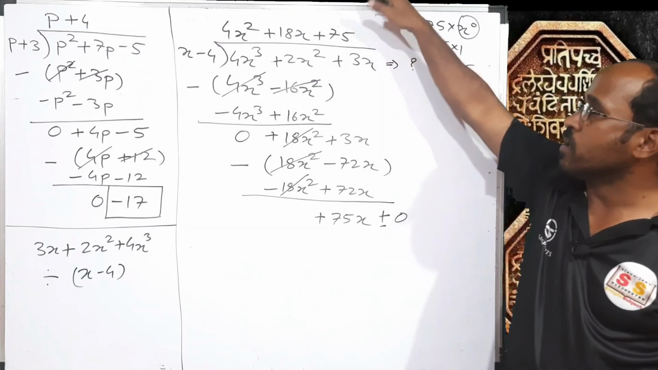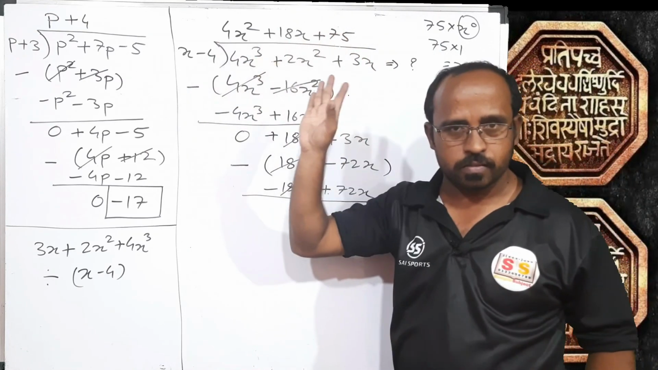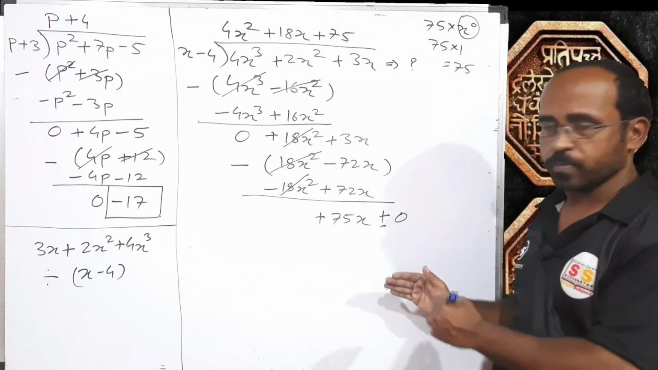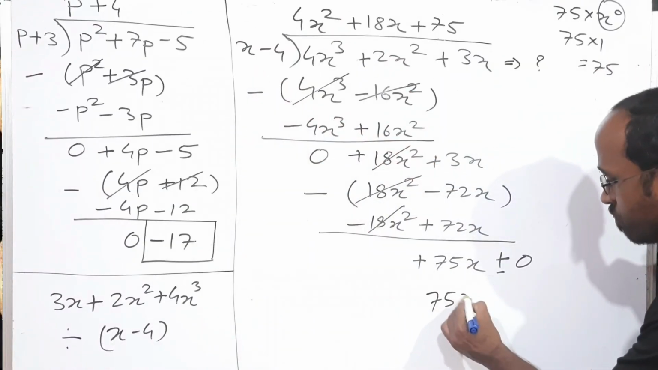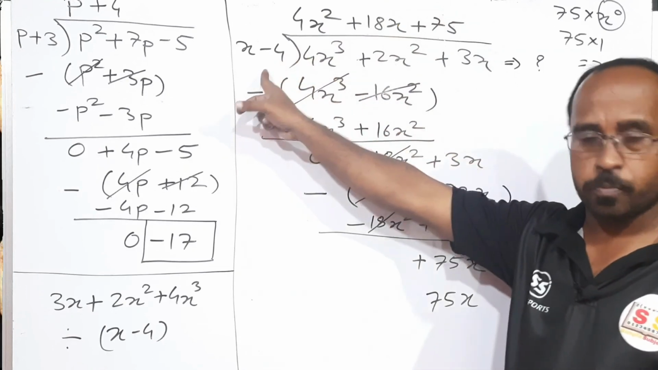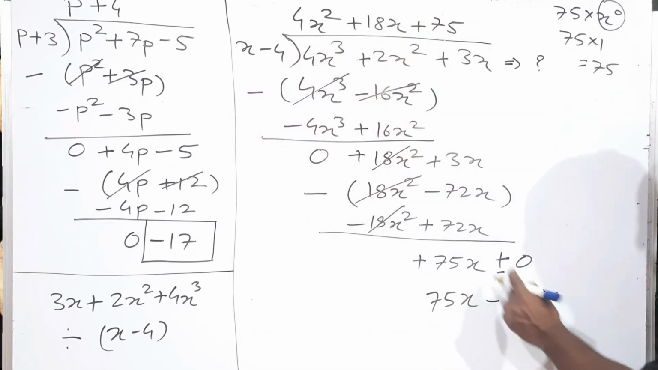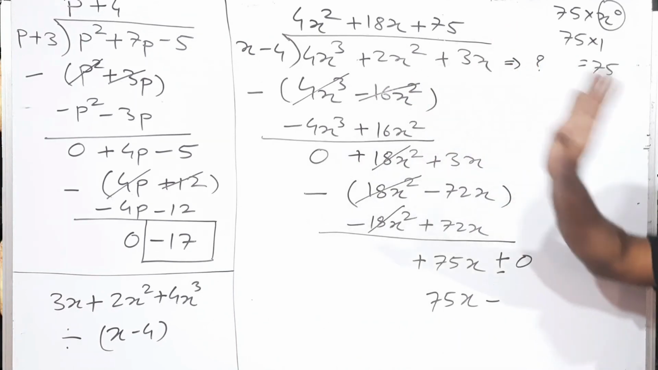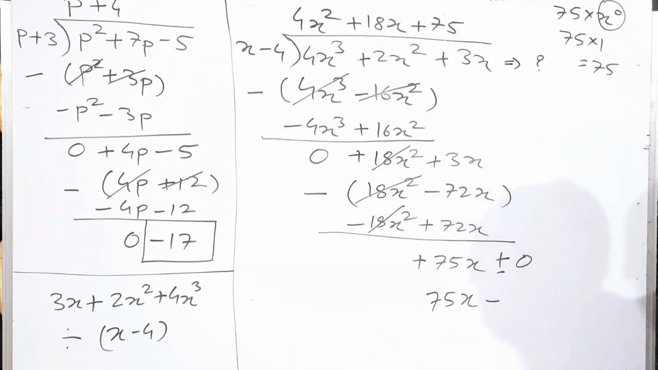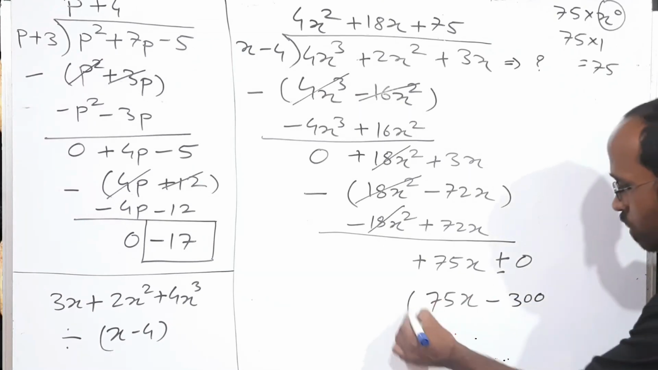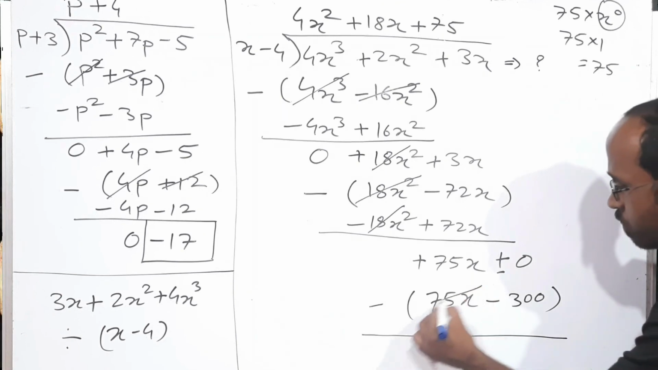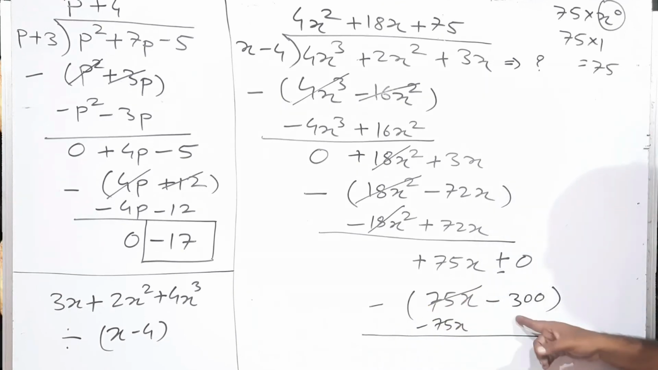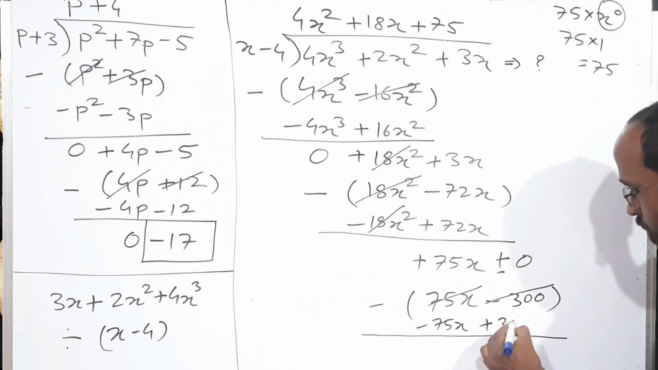Now subtract the multiplication of this quotient and divisor. So before subtraction, let's multiply. 75 multiplied by x, 75x. 75 multiplied by minus 4, minus is the symbol of the multiplication. 75 multiplied by 4, answer is 300. Okay, and this multiplication we have to subtract. So let's subtract. During subtraction, symbols will change. Plus 75x will change into minus 75x. Minus 300 will change into plus 300.